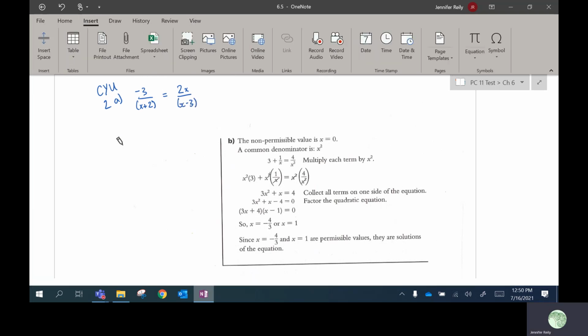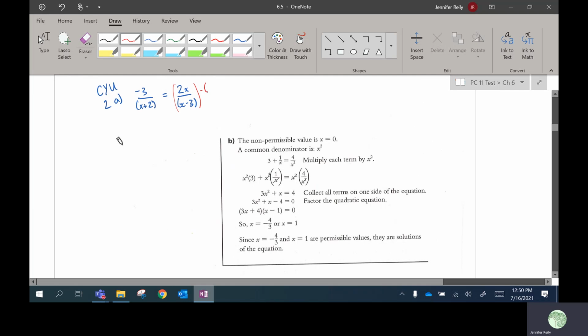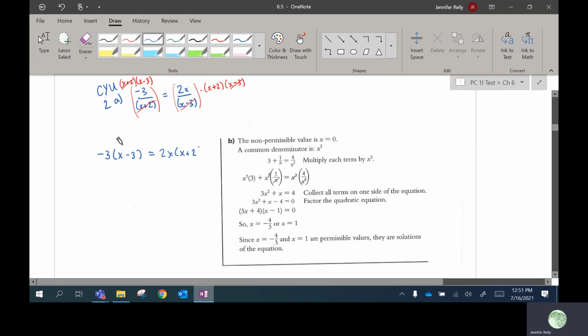So remember what we want to do. If we have fractions in our equation that we want to solve, we want to multiply by something that's going to cancel those out. So what I'm going to multiply by here is both factors that I see in the denominator, x plus 2 and x minus 3. That way both will be canceled out. So x plus 2, x minus 3. Okay. So on the left-hand side, the x plus 2 terms will cancel out. So I'll just simply be left with negative 3 times x minus 3. And then on the right-hand side, the x minus 3 terms will cancel out. So I'll be left with 2x, x plus 2.